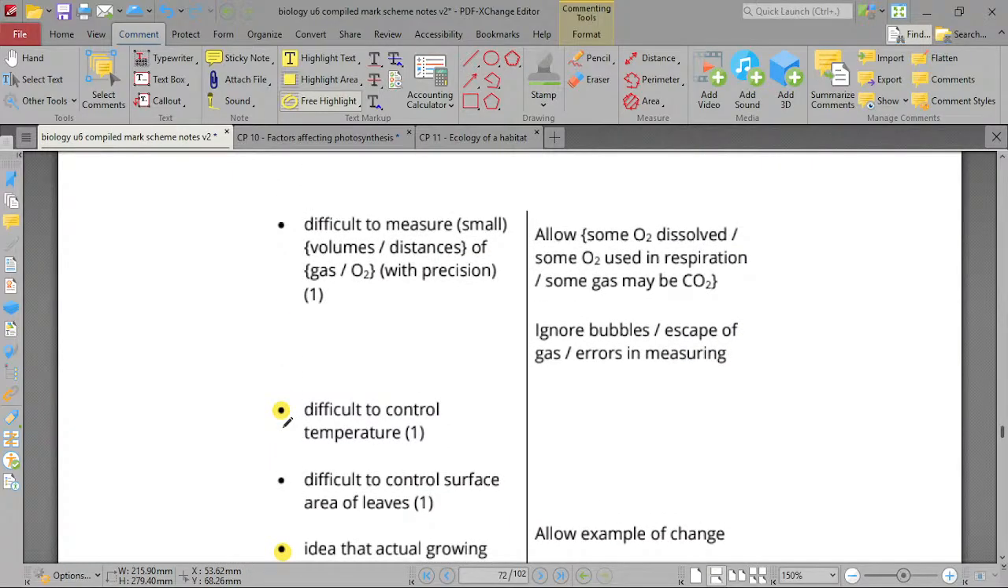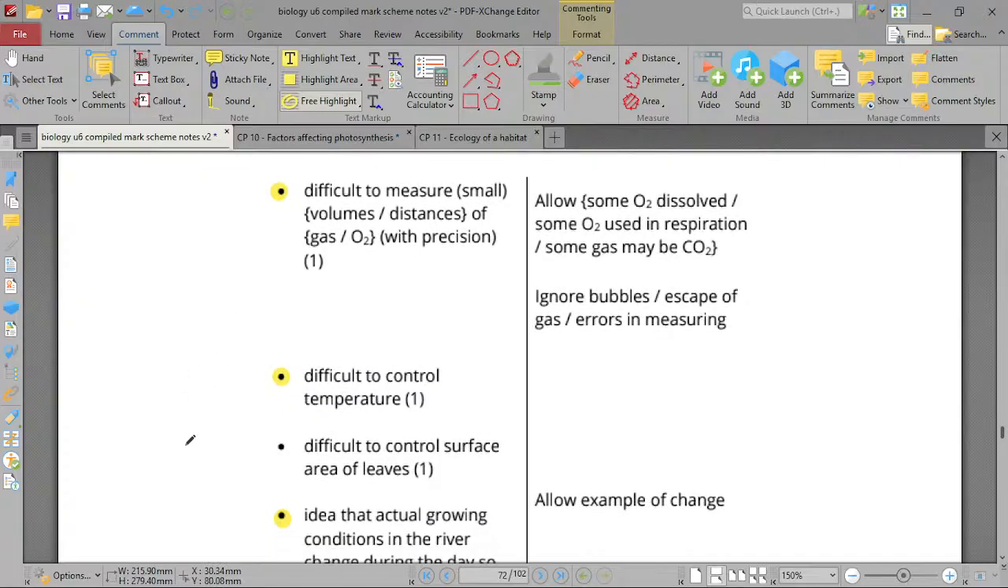It's difficult to measure small volumes of gas with precision. So you can say some of the oxygen may dissolve in the water, right? Or may not be collected. So it's difficult to measure those small volumes of O2. Don't say amounts, say volumes. Volumes is important. And then it's difficult to control the surface area of the leaves.